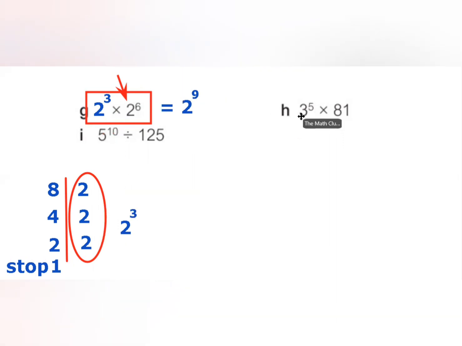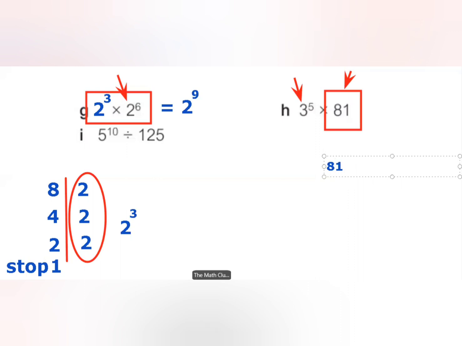Now here in H we have 3 to the power of 5 multiplied by 81. It means I want to find the power of the base number that makes 81, because I know that the base number must be 3, since it's already here. Then I have to make this 3 with a power. Same idea, I'm going to take the 81 and divide it by 3. So let's make a line like this and start dividing by 3.